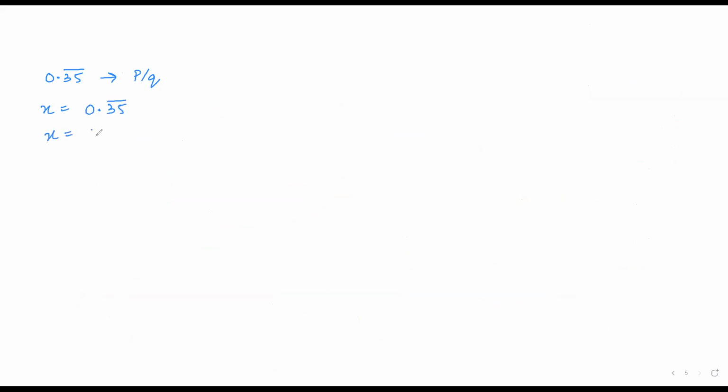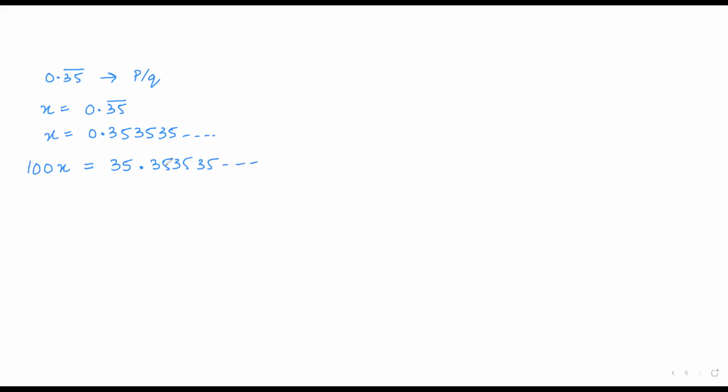So this can be written as 0.3535 and so on. And one more you can write 35. That means 35 is repeating here. Now when you have two numbers, you will multiply by 100. So 100x is equal to, if you multiply by 100, two places it will shift. Understand? So 35.353535, like that it will go on. Is it clear now?